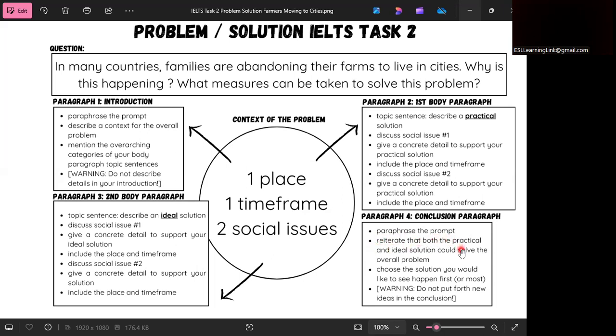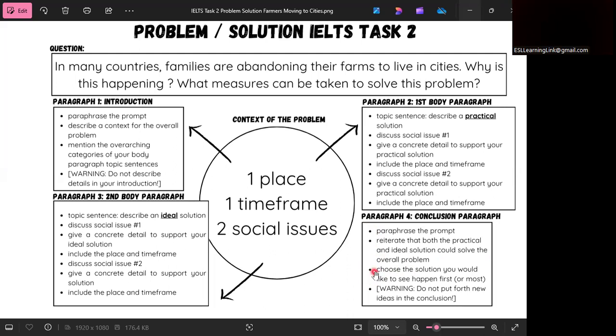Okay, so then you're going to have a practical and an ideal solution. And you're going to mention what they are. You're just reiterating that there's a practical solution and that there's an ideal solution. They both could solve this overall problem of reduction of farmers. And then choose the solution you would like to see happen first, or choose the solution you would like to see happen the most.